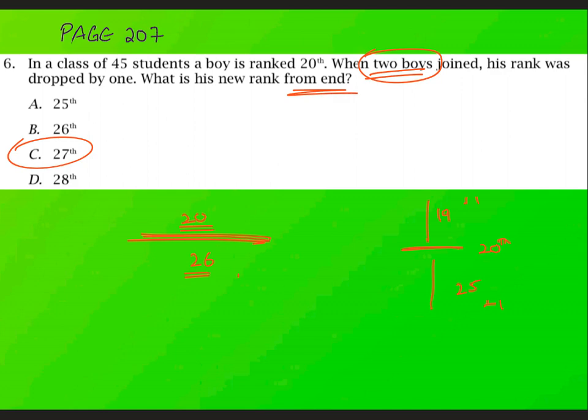Also when the two boys joined, the total strength went up to 47. So out of 47, there are 20 who rank above him, and there are 26 who rank below him. So if I count from the end, these are 26 below him, so he is the 27th from the end.